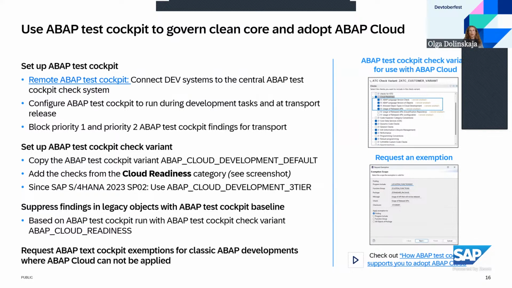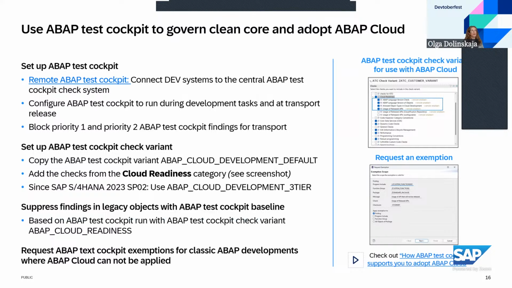And in addition, you need to include also the checks from the cloud readiness category, because these checks are essential for checking your tier 2 and tier 3 development, where you don't have the ABAP for cloud development check language version. You include all the checks from this cloud readiness category, which you see on the screenshot on the right-hand side. And starting with S/4HANA 2023 PS2, we deliver also a pre-configured ABAP Cloud Development 3-tier check variant, where these checks are already included by default.